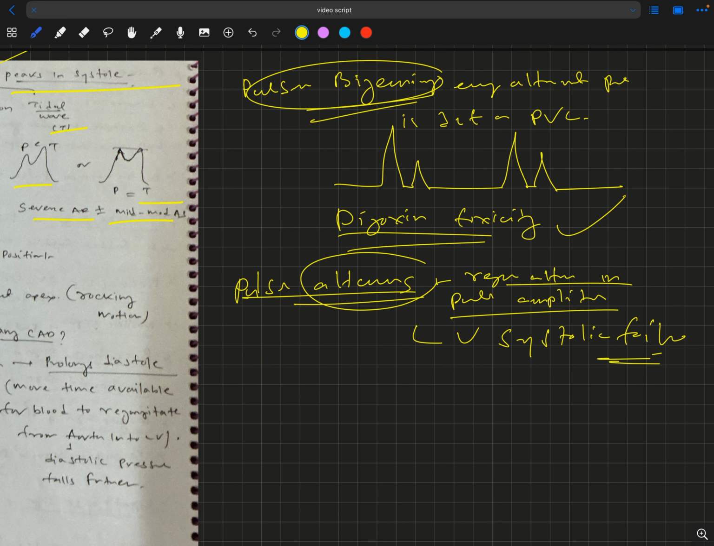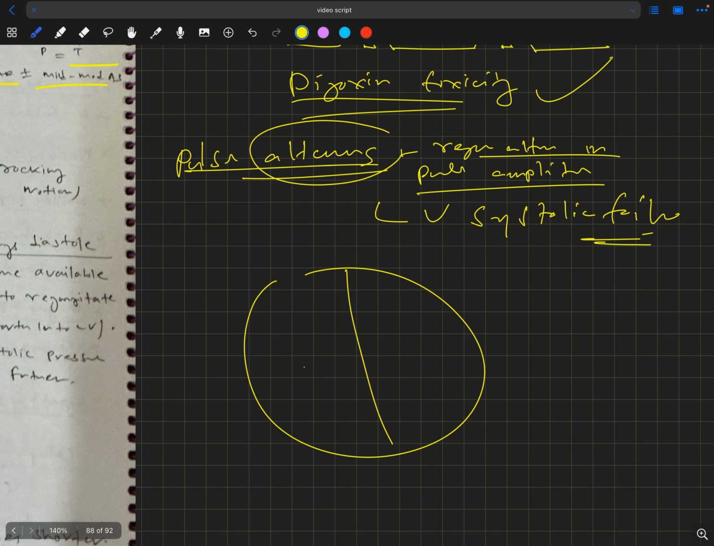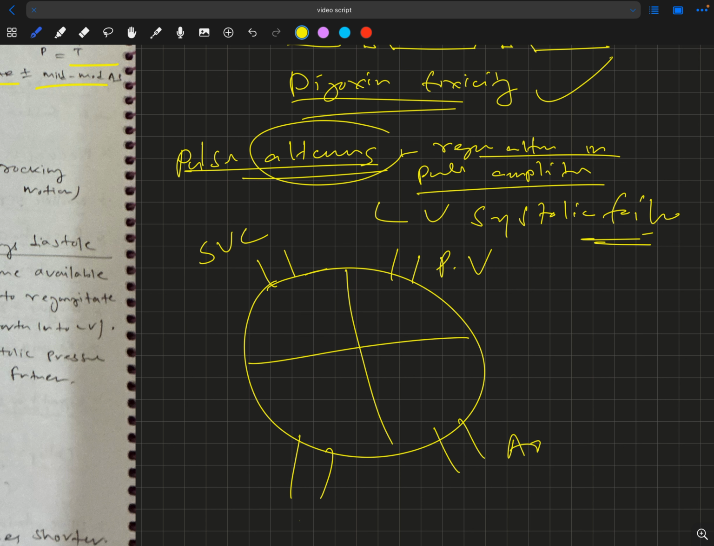So what is pulsus paradoxus? Pulsus paradoxus means, so suppose this is the heart. So this is the superior vena cava, this is the pulmonary veins, this is the aorta, this is the pulmonary arteries.